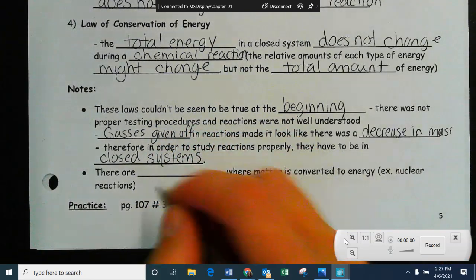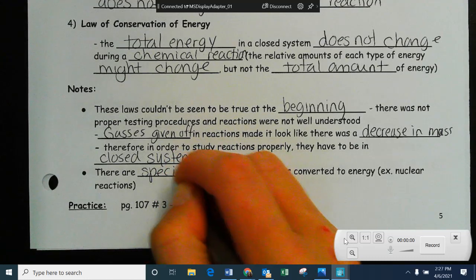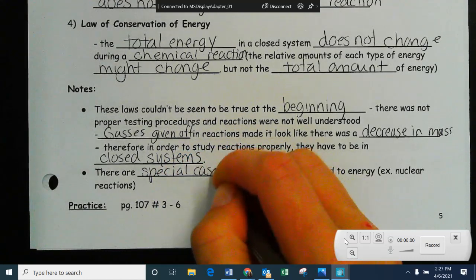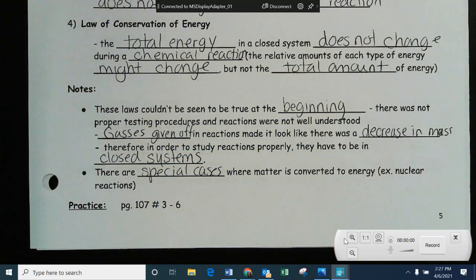And there are some special cases where matter is converted to energy. An example of that would be nuclear reactions, which are a really great, really useful form of energy. And that's when you're actually splitting up the nucleus, the protons and the neutrons. So that is a special example where you do see matter converted to energy. But anything that we're looking at, we're going to be seeing just rearrangement of atoms.